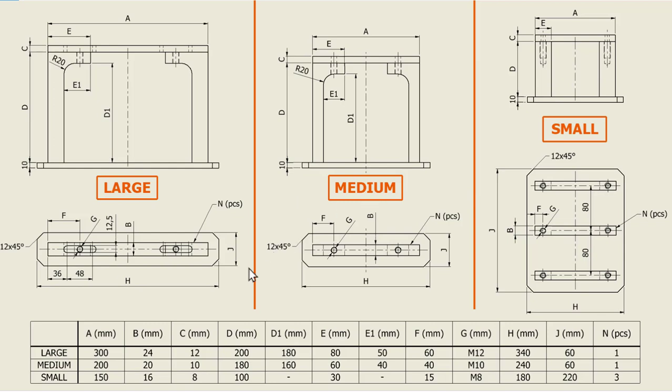Let's do this. Let's apply holes with the diameter of G, which are 12.5 for first, 10.5 for second, 8.5 for the last. Let's create these holes.